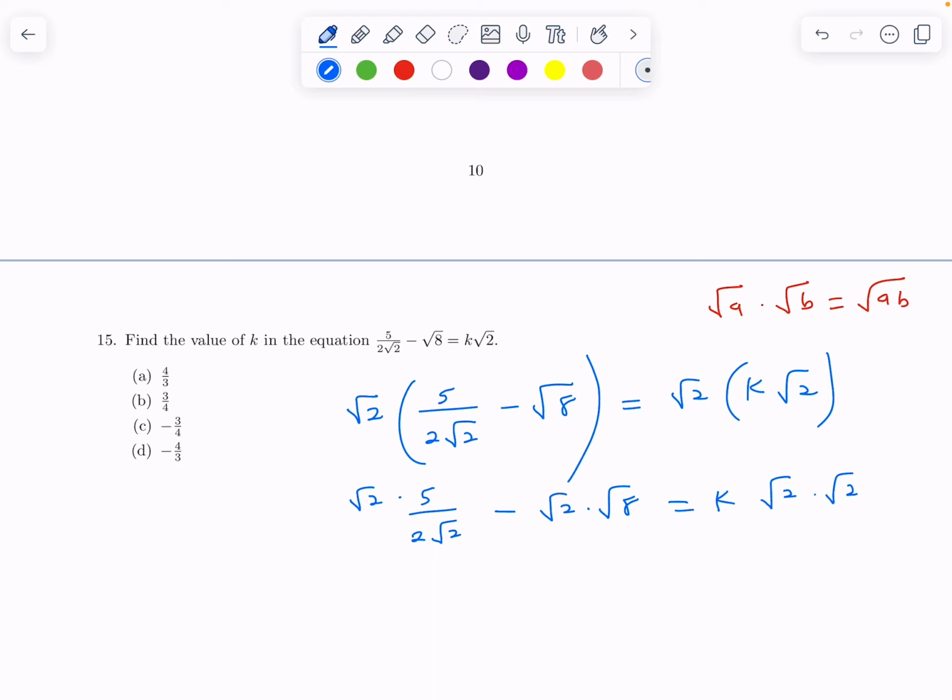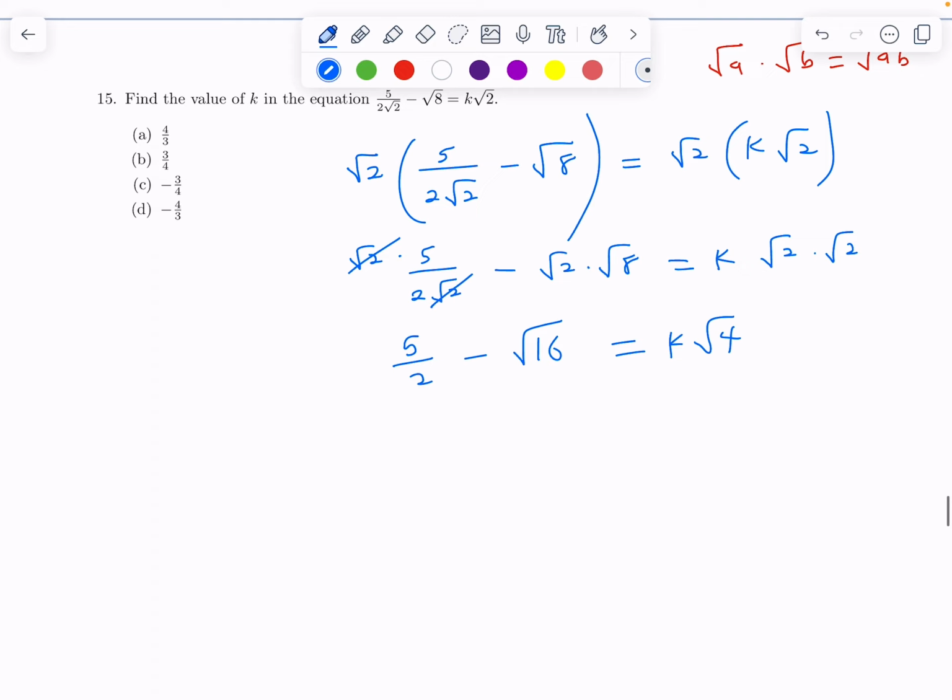So I'm going to apply this rule here. First of all, I can divide this square root of 2 here and this square root of 2 here, right? So I'm going to be left with 5 over 2 minus square root of 16 equals k square root of 4. Square root of 16 is what? It's 4. So I have 5 over 2 minus 4 equals k. Square root of 4 is 2, right?